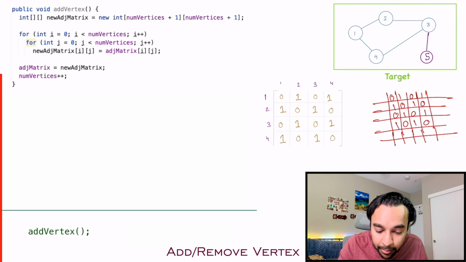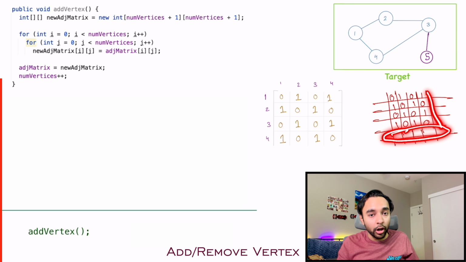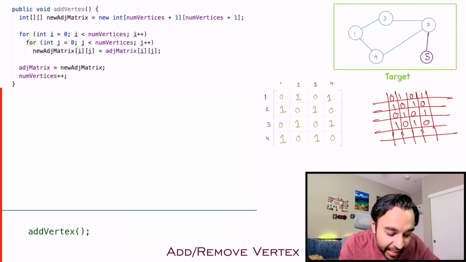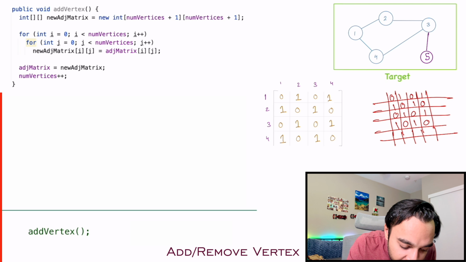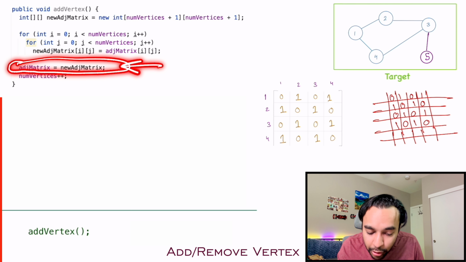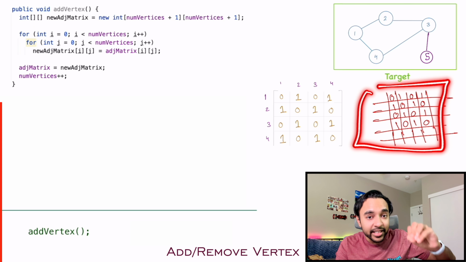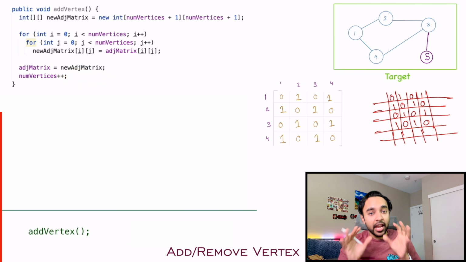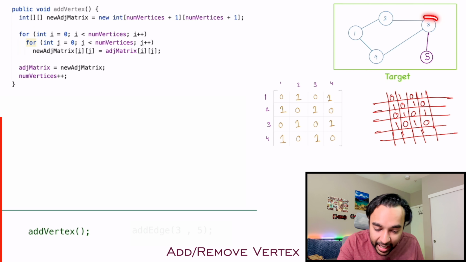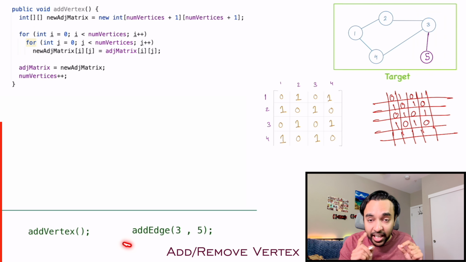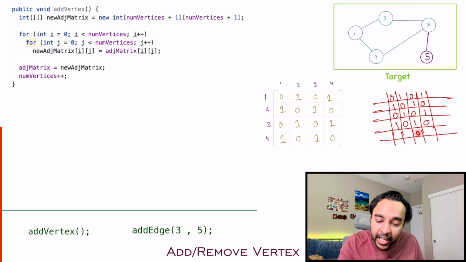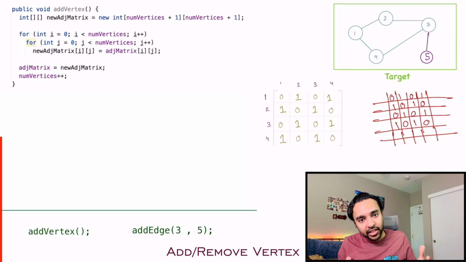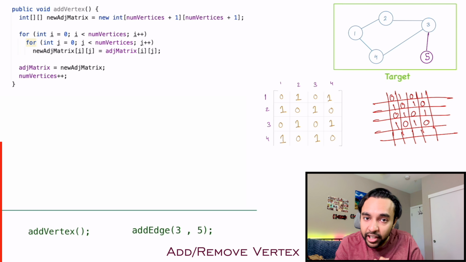But at the same time, I also have a new row and a new column which can be used for my new vertex. And once this function ends, what do you do? You assign your original adjacency matrix to the new matrix. So now my graph will be represented by this new matrix and I increase the count of number of vertices. Now all that is remaining is adding the edge. So you call a function add edge 3, 5 and it is gonna update the respective values in your new adjacency matrix. The next question that comes to your mind is, okay, how do you delete a vertex now?